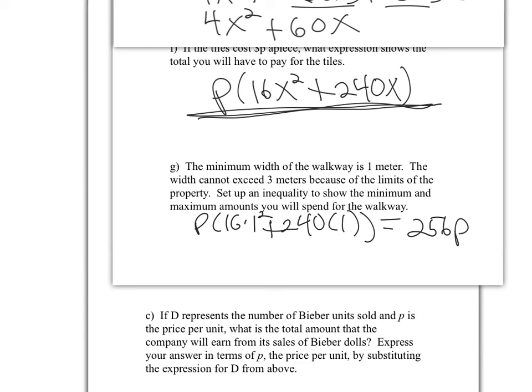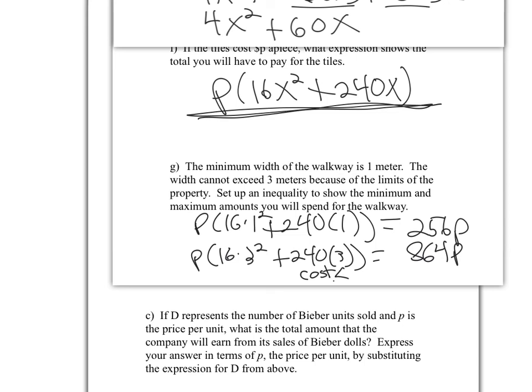But if we set our value at the highest possible width, we're going to get p times 16 times 3 squared plus 240 times 3. And that's going to give us here 9 times 16, which is 144, plus 3 times 240, which is 720. So 144 plus 720 is 864. So that's going to be our highest possible cost. So our inequality would be that the cost would be less than or equal to 864p, greater than or equal to 256p.